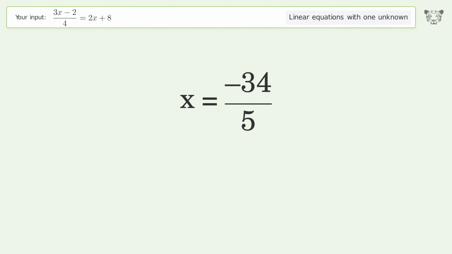And so the final result is x equals -34/5.